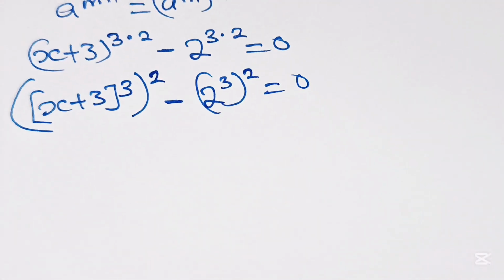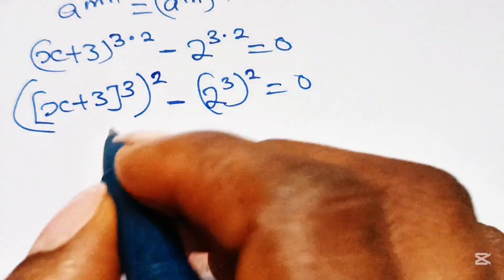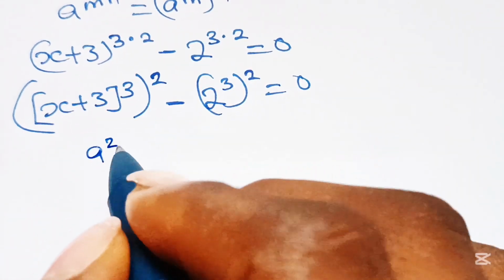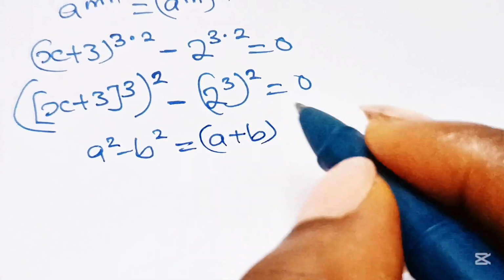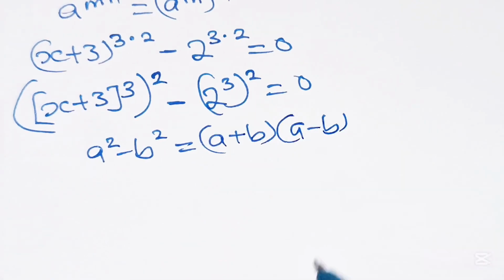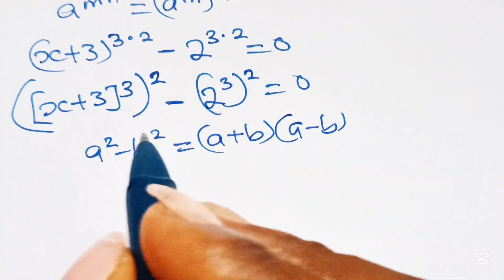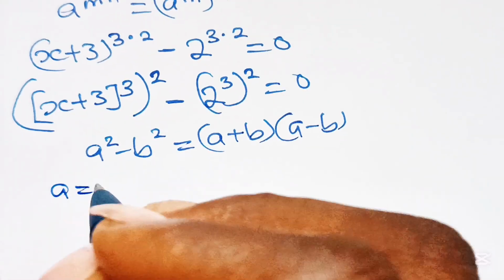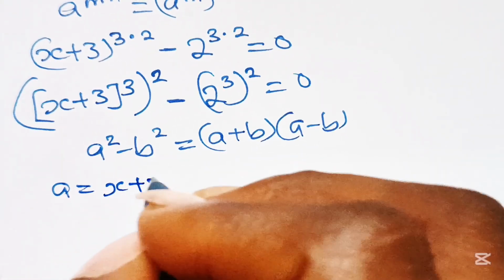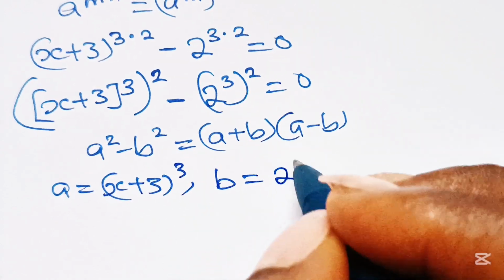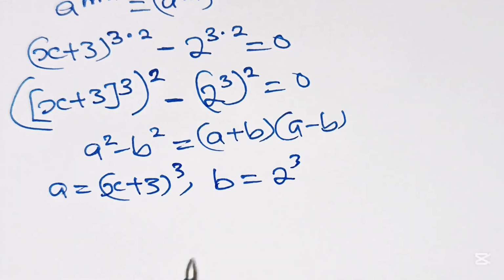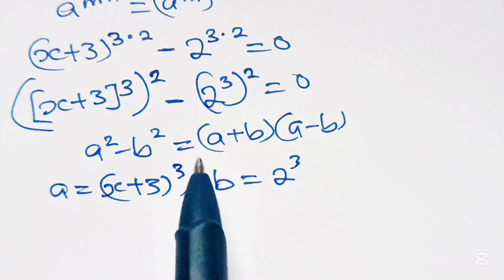Now when you look closely, notice that we have a difference of two squares. Yes, where a² - b² is equal to (a + b)(a - b). Therefore, in this case, our a is equal to (x + 3)^3 and our b is equal to 2^3. So let's go ahead and put them in this form.